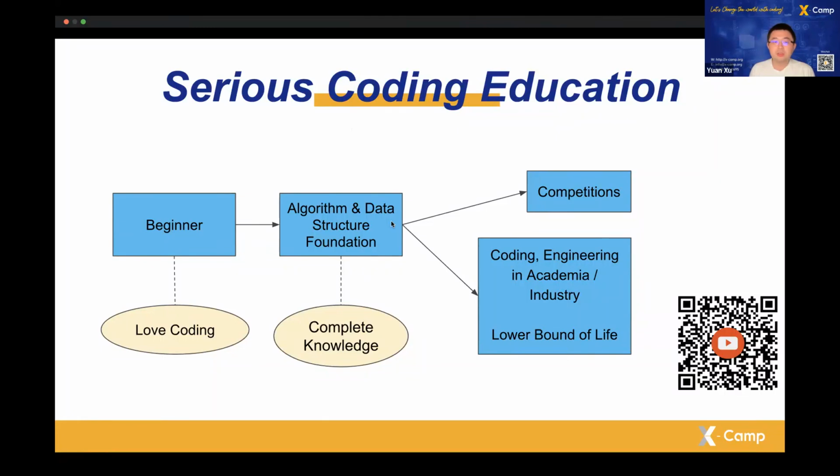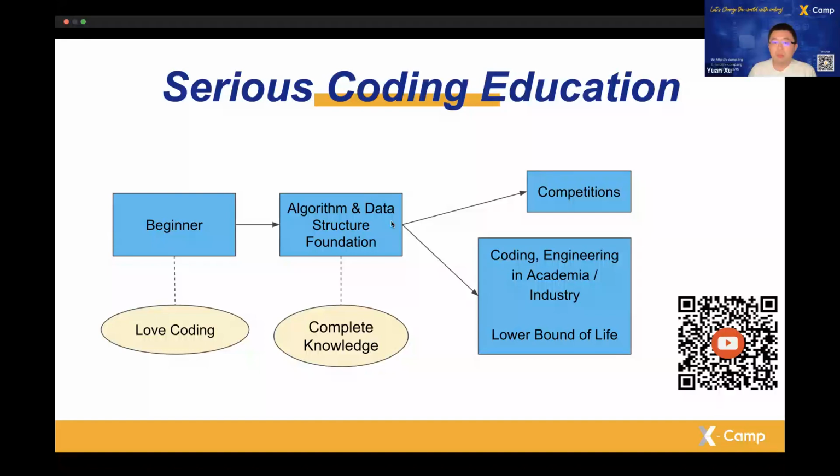At this stage, it's not competition yet. And the goal of this stage is to make sure you have complete knowledge, so students have a solid foundation for the college education and onwards, no matter it's a career in industry or graduate school study.